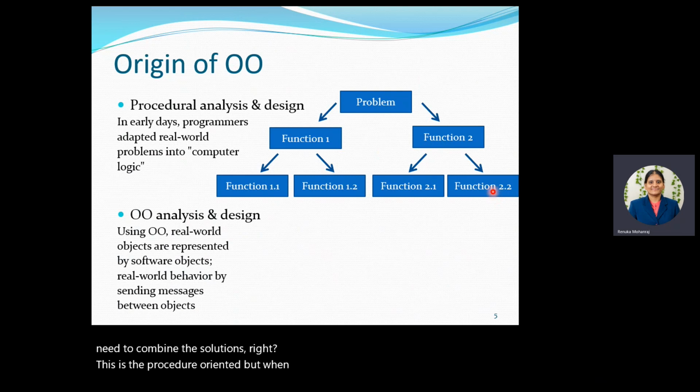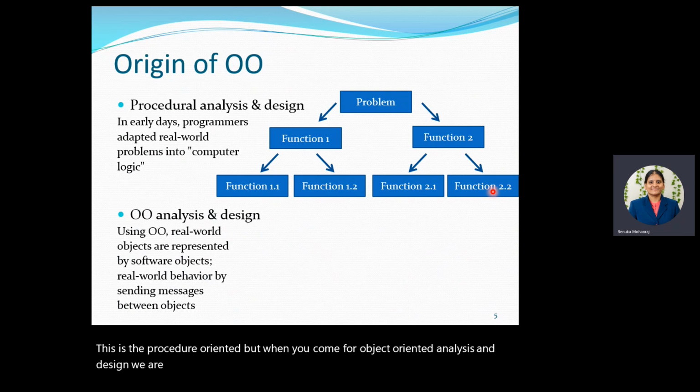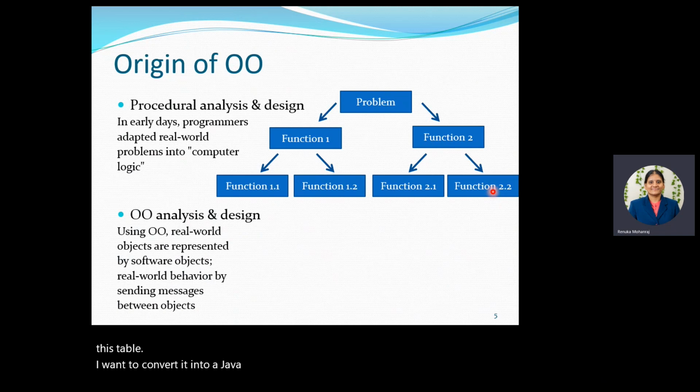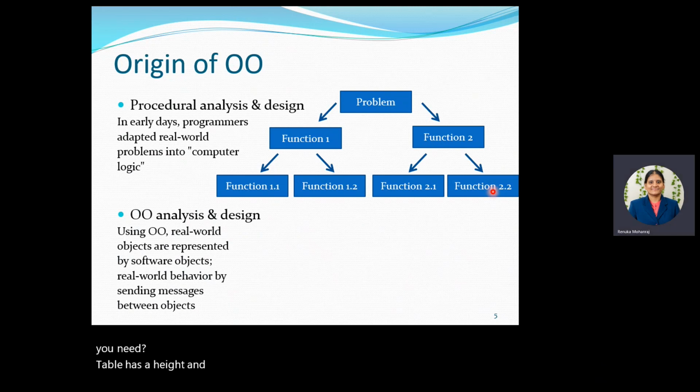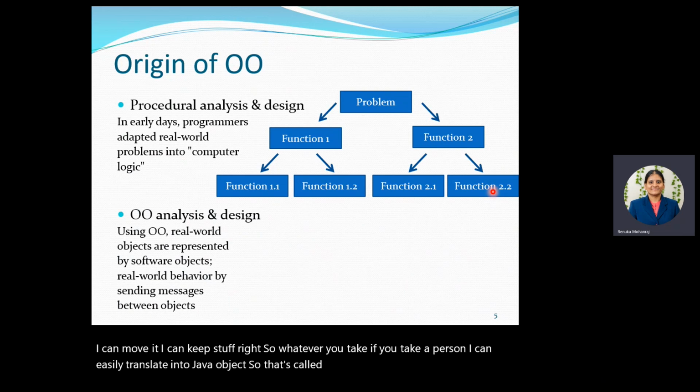But when you come to object-oriented analysis and design, we can easily convert real world entities into objects. For example, take this table. I want to convert it into Java code, right? So my class is Table. What kind of attributes do you need? A table has a height and width, right? And what kind of behavior can I do with this table? I can move it. I can keep stuff on it, right? Whatever you take, if you take a person, I can easily translate it into a Java object. So that's called object-oriented programming.